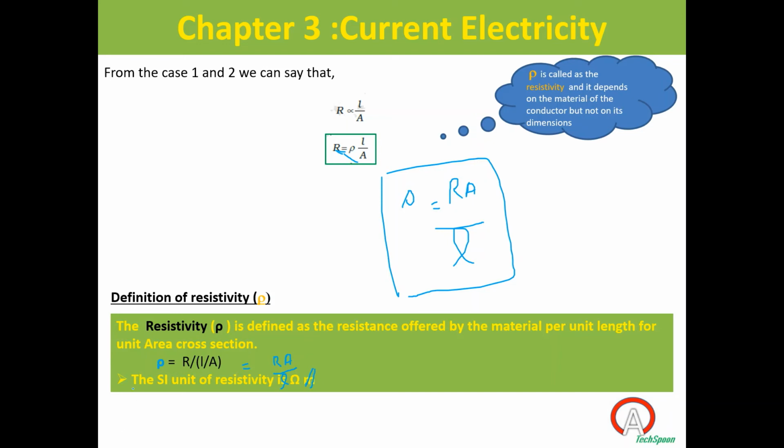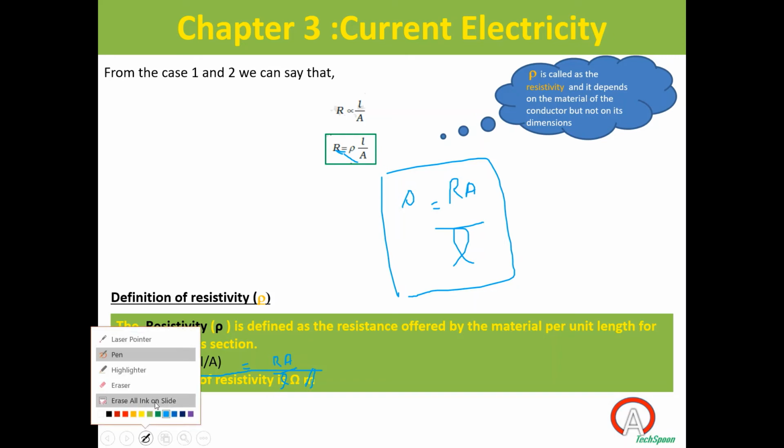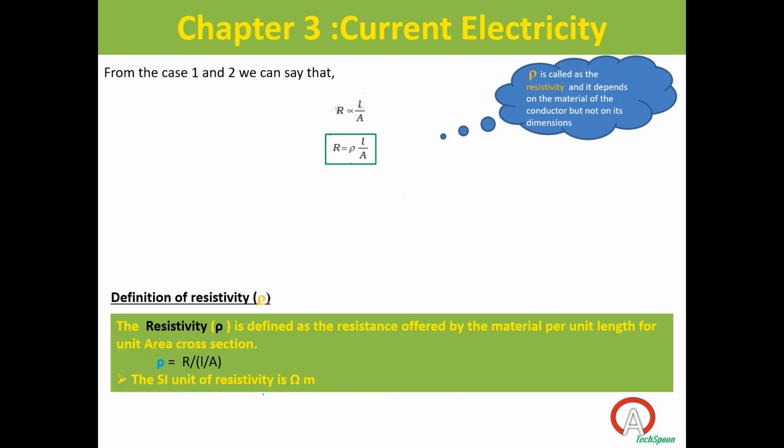Yes, sir. Okay. One more point you add in that definition: the SI unit of resistivity is ohm meter. That is not part of the definition. If they ask resistivity, we need to write up to this equation. Below that, you can note down: the SI unit of resistivity is ohm meter.